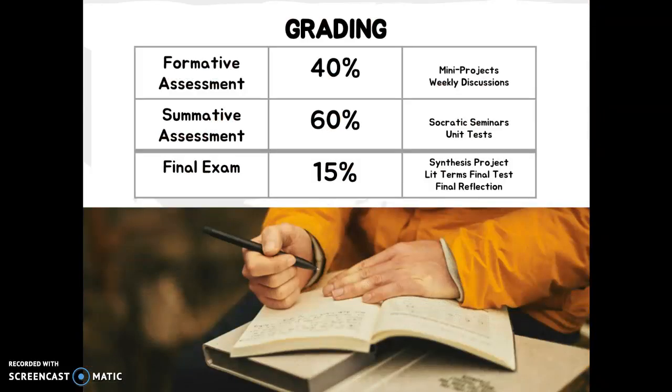The English department operates on a weighted grade system. In Modern Lit, this will be divided into formative assessments worth 40% and summative assessments worth 60%. Formative assessments include mini projects and weekly discussions in Canvas. Summative assessments include Socratic seminars and unit tests. The final exam package is worth 15% and includes a synthesis project, lit terms final test, and final reflection.